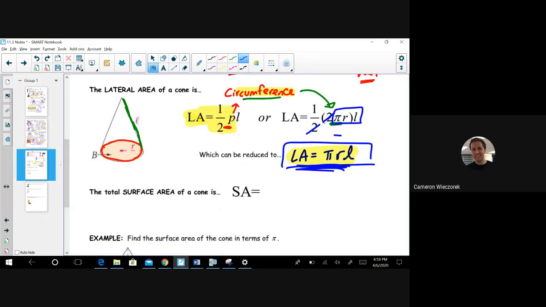So then the total surface area, this would be like the space of the party hat itself without the part that goes on top of your head. So you got the lateral area, but then you've got the circular base on the bottom that you've also got to compute the area for. That base area is just pi r squared since it's a circle. So LA plus B, which is really just pi RL plus pi r squared.